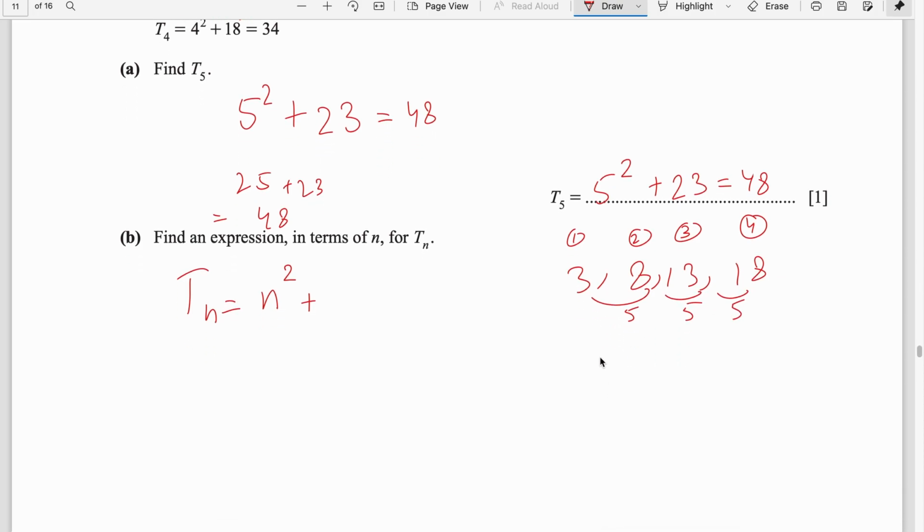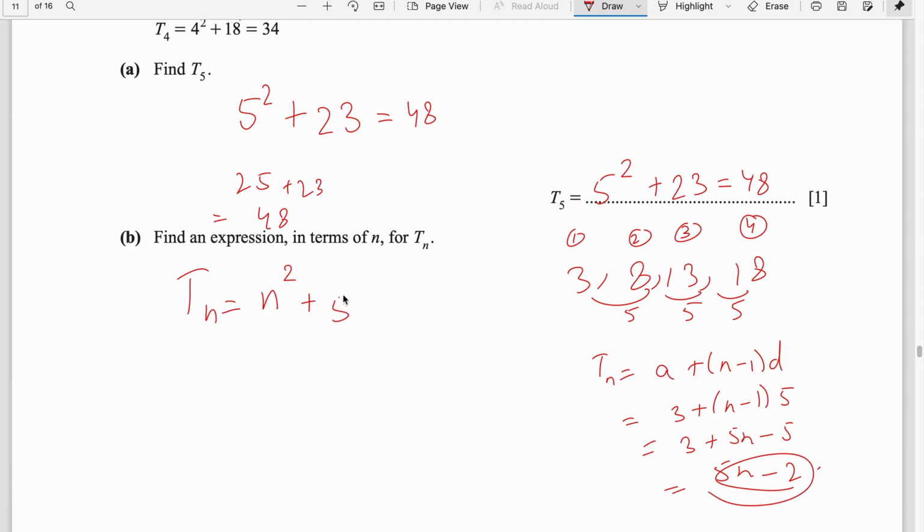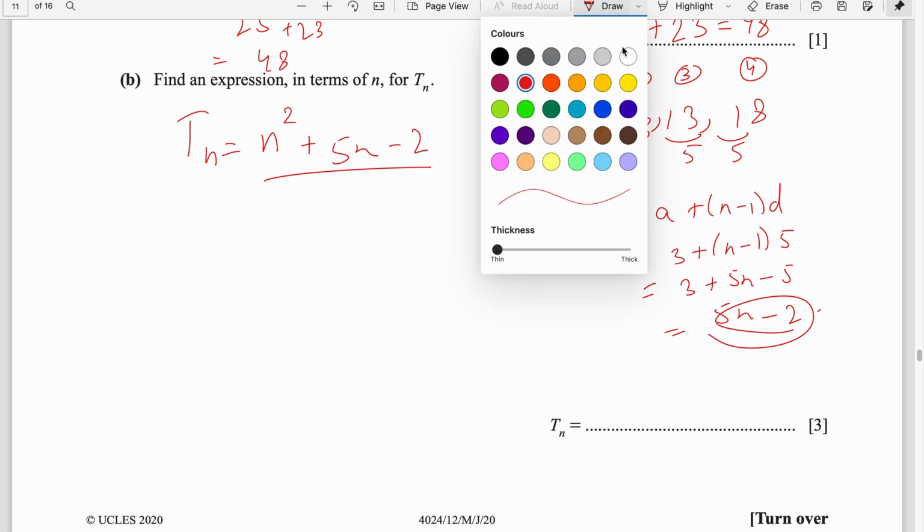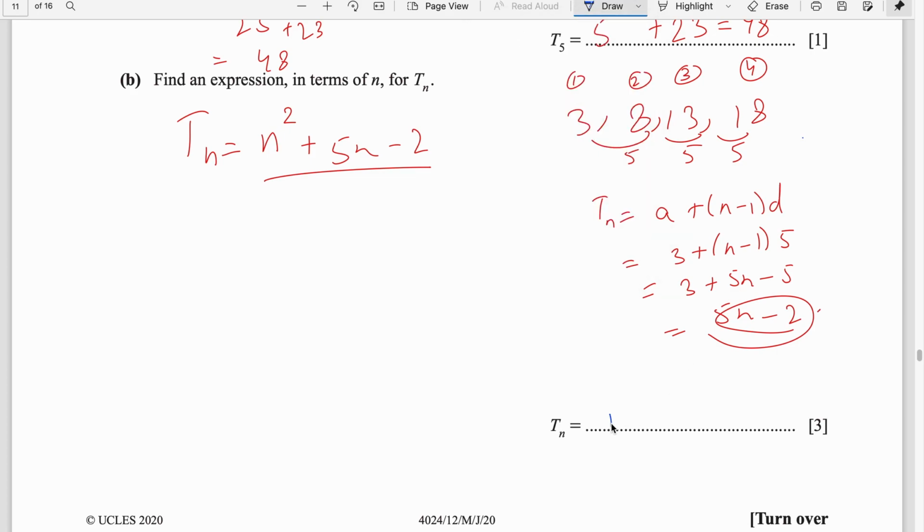So use this basic formula. Tn equals a plus n minus 1 times d. First term is 3, n minus 1. The difference is 5. So 3 plus 5n minus 5. And the simplified answer is 5n minus 2. Bring this right here. So 5n minus 2. This is your answer. n squared plus 5n minus 2.